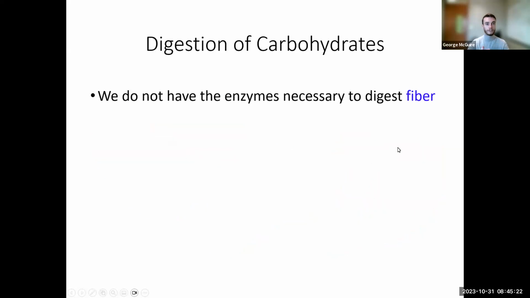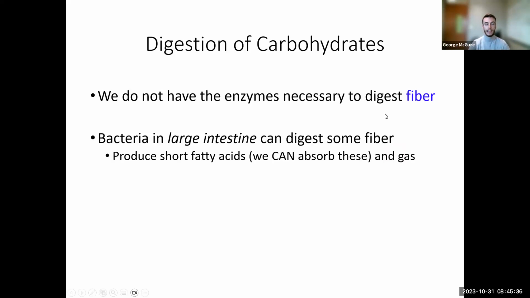So there is one category of carbohydrates that we will not ever be able to make use of. Right? As humans, we do not create the enzyme necessary in order to digest fiber. Fiber is a super dense polysaccharide. However, the bacteria that live within our large intestine do create the enzyme to digest fiber. So a small portion of the fiber that we are getting from our diet will actually end up being digested, just not by us, not by our enzymes. It will be digested by the bacteria in our large intestine.